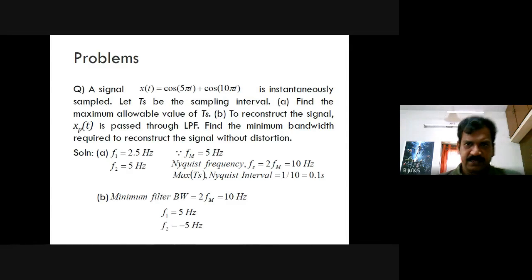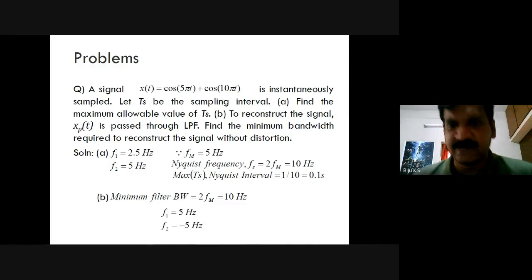So part A is a simple one. We have to find the sampling or Nyquist period. Second, to reconstruct the signal x(t), pass it through a low-pass filter. What is the minimum bandwidth required to reconstruct the signal without distortion?